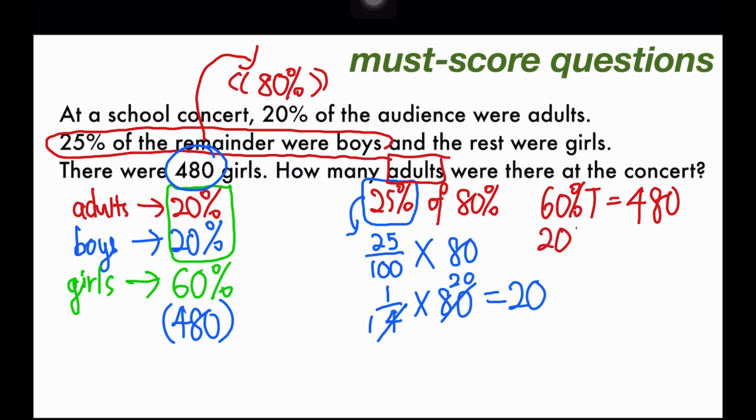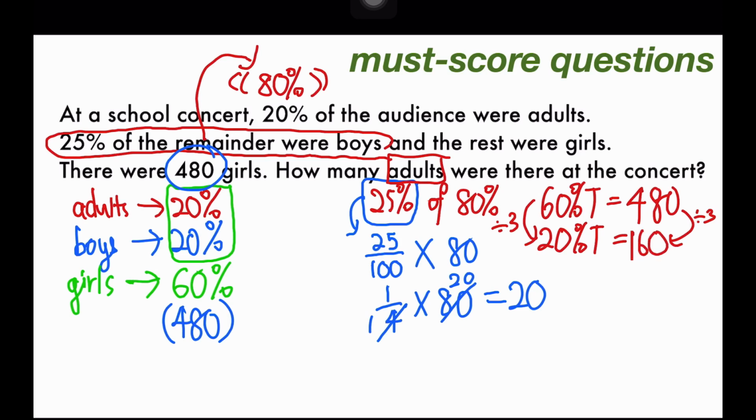I am finding 20%. So there are two ways of doing it. First of all, you can find 10%, then you multiply by 2, or you divide by 3 straight away. Because I know 60 divided by 3, I get 20%. So on the other side, on the right hand side, I'm going to do the same. 480 divided by 3, I get 160.